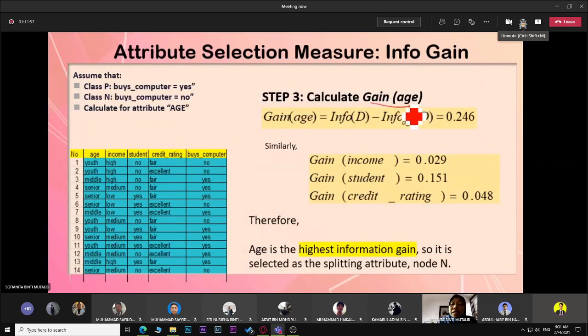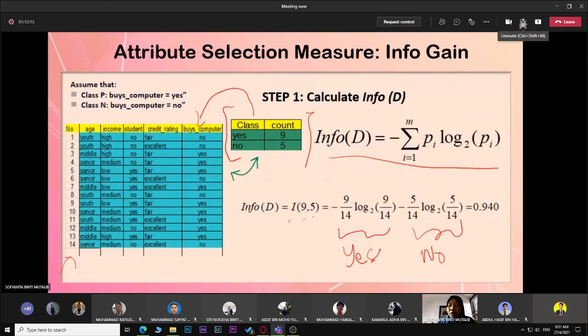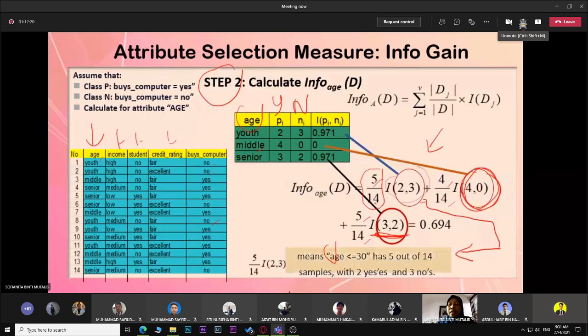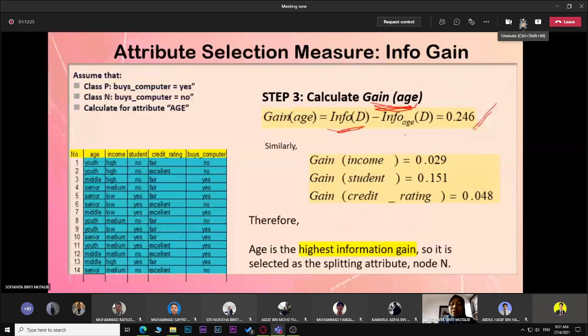So how do you get the gain? This is the third step, calculate the gain. Gain is equal to the information of the data set minus the information of the attribute. What is the information of the data set just now? Yeah, the information of the data set is the first one, 0.940. Good. Minus 0.694, and you will get this value. Understand? Then get the values for income, student, and credit rating.